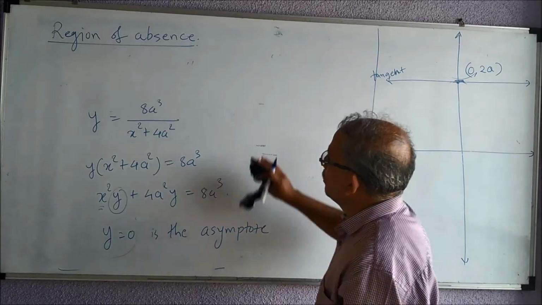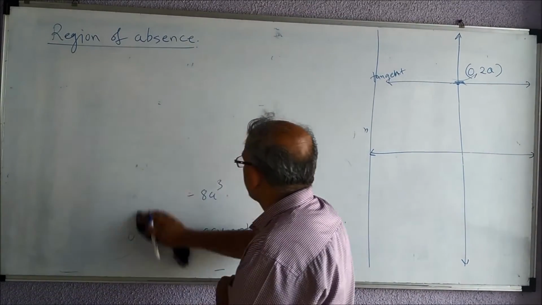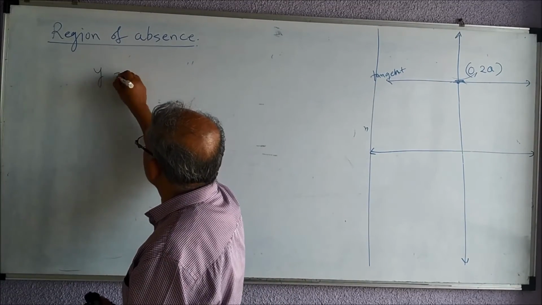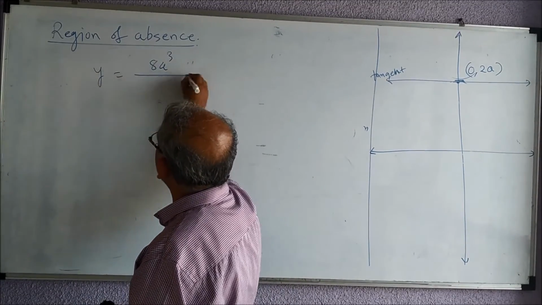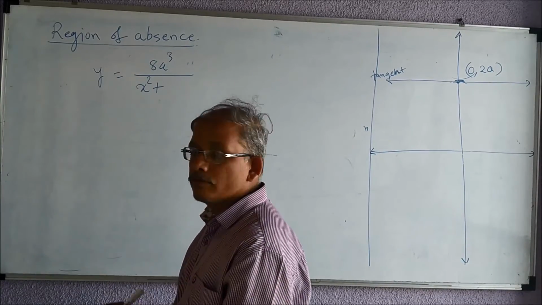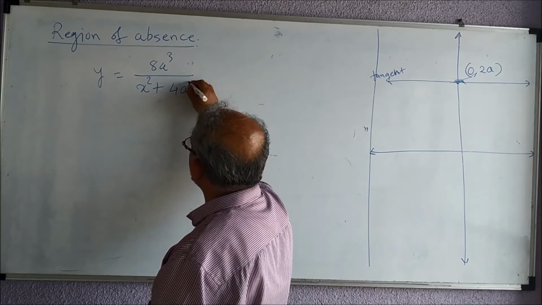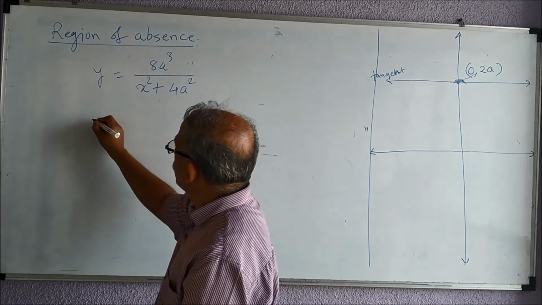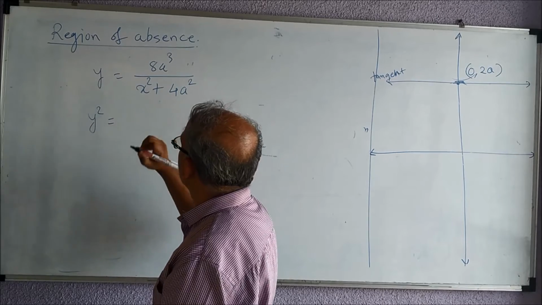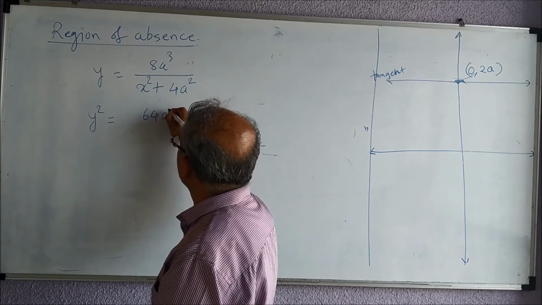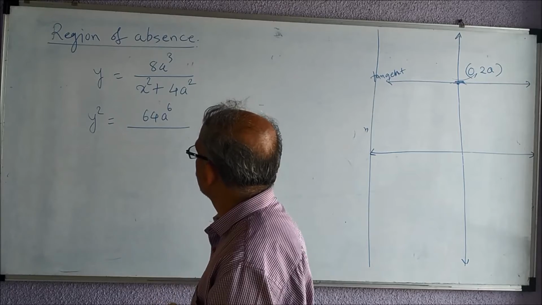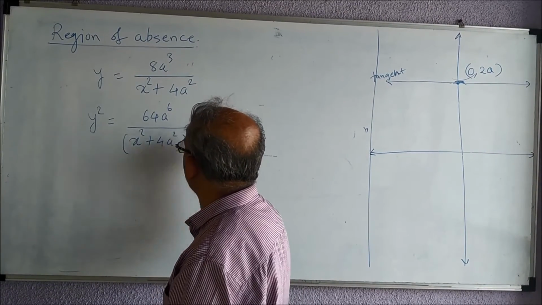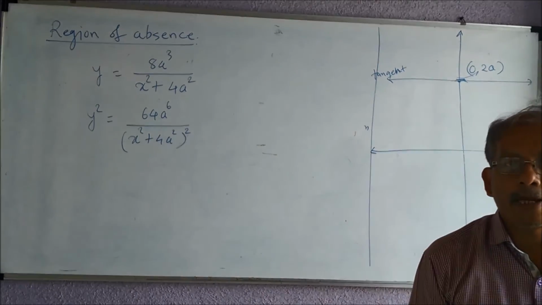Okay, fine. So now see that y is equal to 8a cube divided by x square plus 4a square, right? So y square will be 64 a raised to 6 divided by the bracket x square plus 4a square, squared. This is y square.